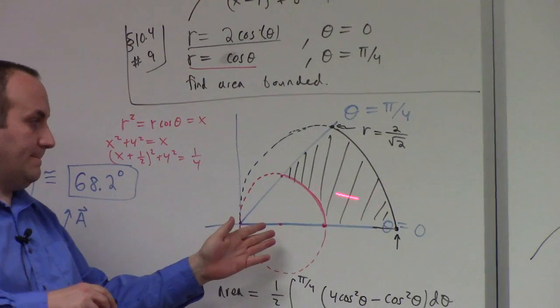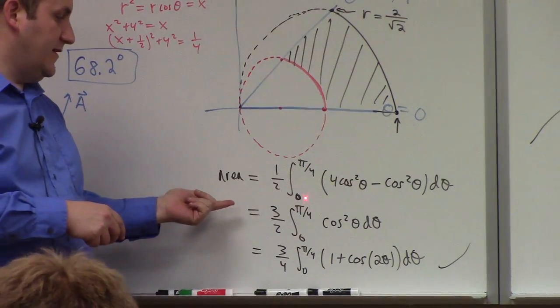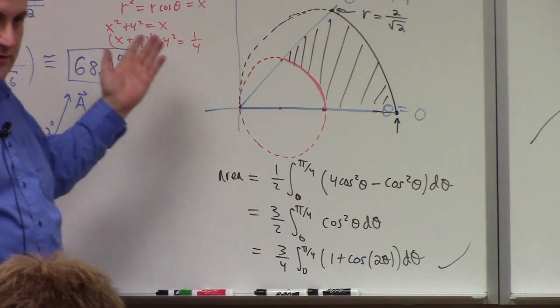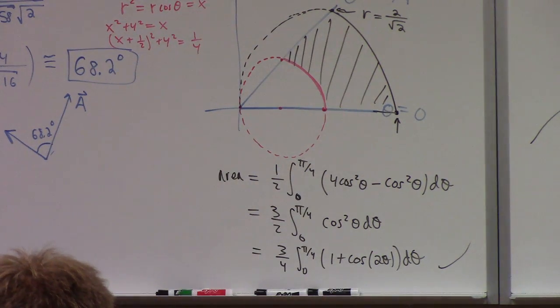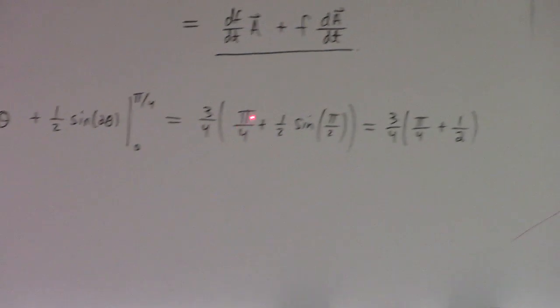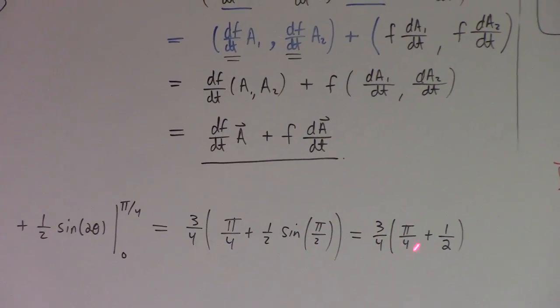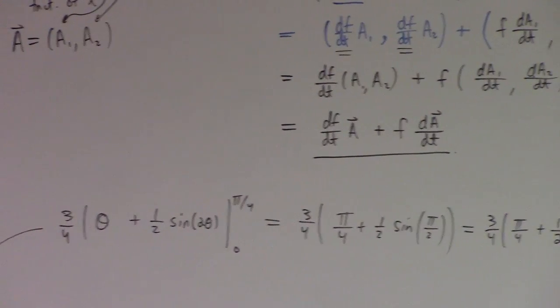It's this area. And then you just go, okay, so integral of 1/2, integral from 0 to pi over 4, outer radius squared minus inner radius squared, and we do it. This gives me 3 cosine squared theta. I pull the 3 out. Half angle, 3/4, 1 plus cosine 2 theta. That integrates to theta plus 1/2 sine 2 theta. Evaluate from 0 to pi over 4. We get 3/4 times pi over 4 plus 1/2 sine pi over 2, otherwise known as 1, which gives us 3/4 times pi over 4 plus 1/2, which, by the way, is 3 pi over 16 plus 3/8, which is the answer in the back of the book.